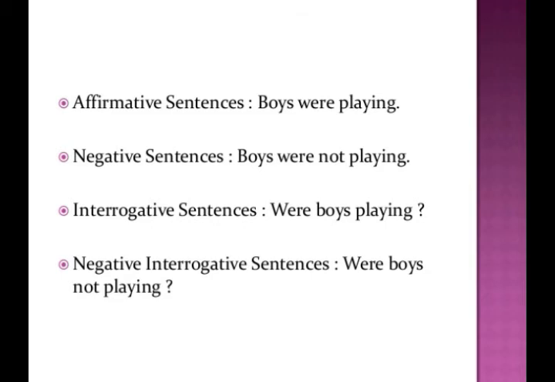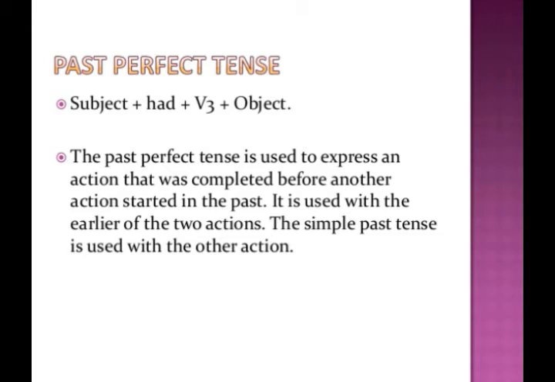Now the next one is past perfect tense. The formula of past perfect tense is subject plus had plus third form of verb plus object. The past perfect tense is used to express an action that was completed before another action started in the past. It is used with the earlier of the two actions. The simple past tense is used with the other action.